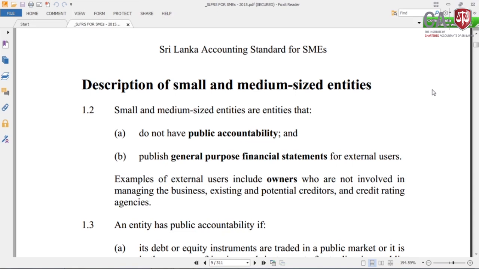So, this standard, SLFRS for SMEs, does not apply to entities that have public accountability. SLFRS for SMEs applies only to small and medium enterprises that do not have public accountability. So, how do we identify an SME? Simply, an entity that does not have public accountability falls under this definition of SME.